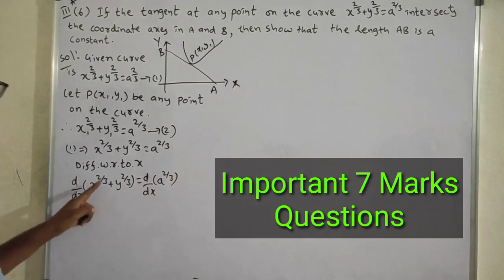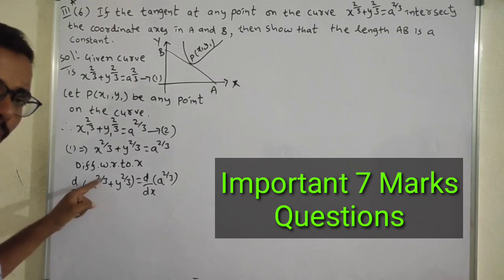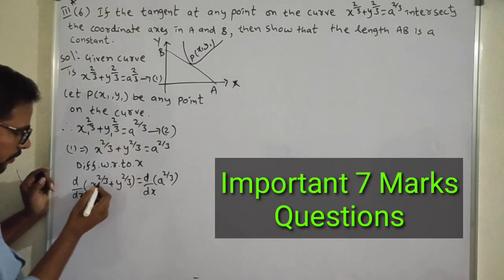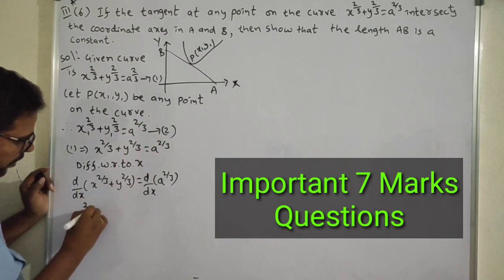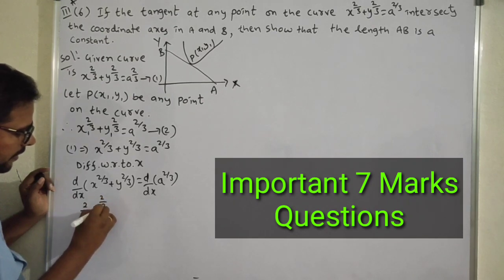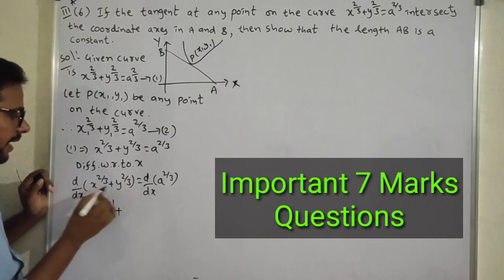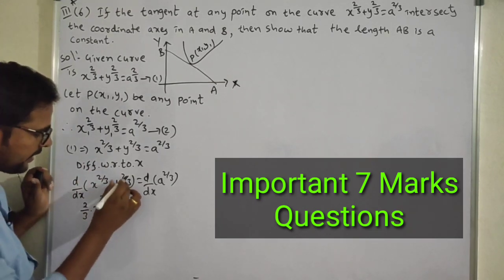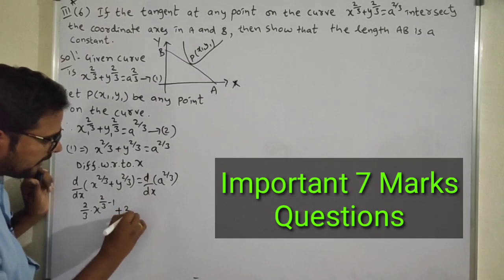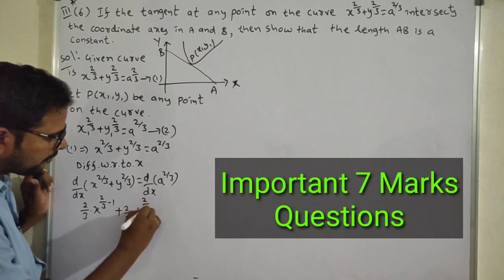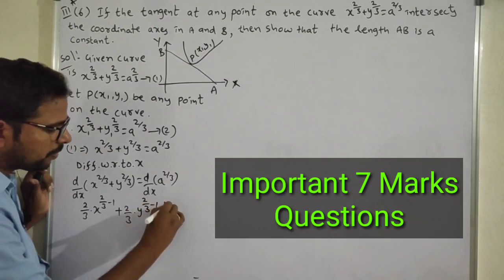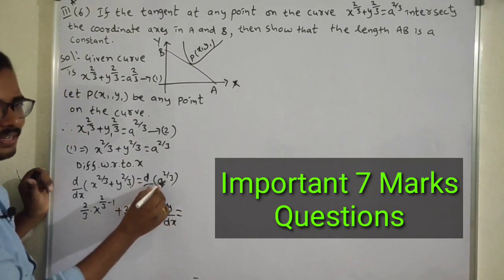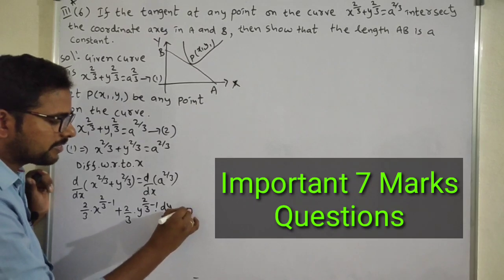Now d by dx of x power 2 by 3. It is in the form of d by dx of x power n. What is the formula? n into x power n minus 1. Here n is 2 by 3. So 2 by 3 into x power 2 by 3 minus 1, plus d by dx of y power 2 by 3. It is also in the form of x power n, so 2 by 3 into y power 2 by 3 minus 1 into dy by dx, because we have y in place of x. In the RHS, a is a constant, and d by dx of a constant is 0.